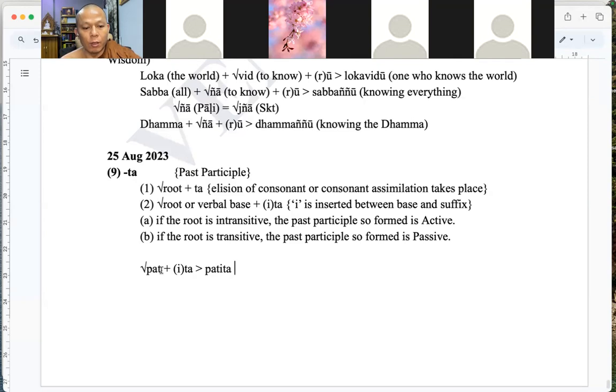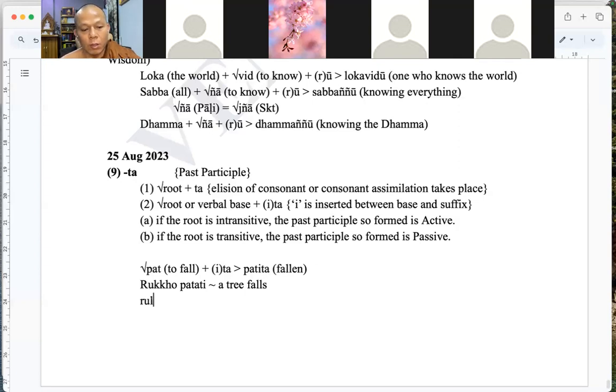So, patita. Patati, the root, means to fall. Okay. So patita means fallen, landed. Now, patati, the root, is intransitive. For example, in the same sentence, we don't need to put the object to complete the meaning. A tree falls. But at that time it becomes the patita.